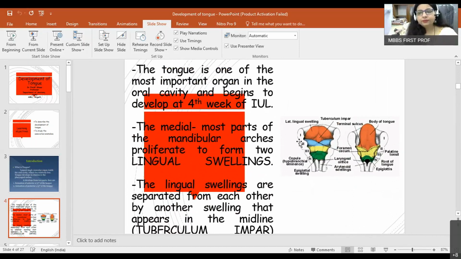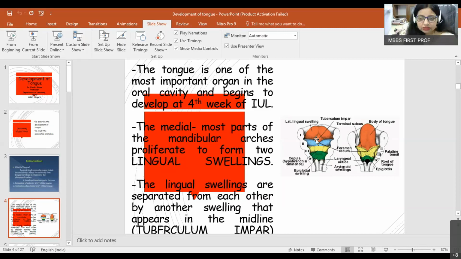Now see this diagram. The first arch medially gives rise to two swellings, and these two are named the lingual swellings. This one and this one. And in between these two lingual swellings, a red rhomboid-shaped structure is formed that is known as the tuberculum impar.